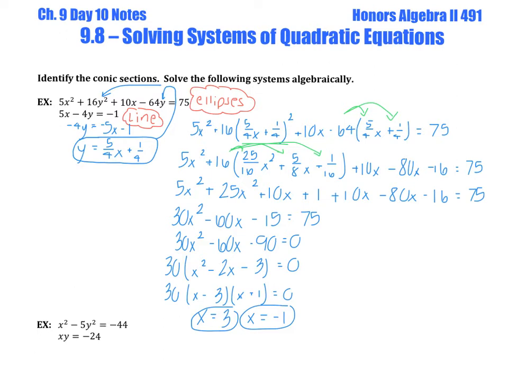Now think back to when we did these problems a couple days ago. You need to now check when x is 3 and when x is negative 1, what the corresponding y value will be. I'm going to do that over here. So when x equals 3, that'll be my first one. I'm going to plug into the bottom equation. I just think that's easier. So 5 times 3 minus 4y equals negative 1. I'm getting y to be 4. When x is negative 1, you do the same thing.